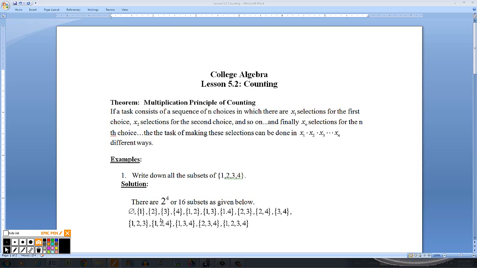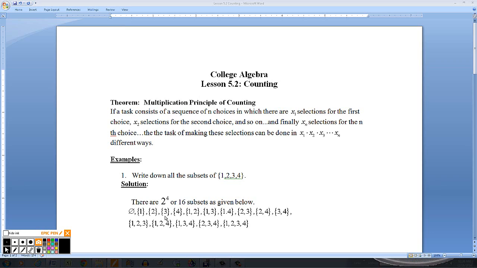And of course, you have the empty set. One way to select, or 4 ways to select one at a time. So it's the set consisting of 1, 2, 3, 4. So these are all the combinations. So the empty set is always included, and then you take each of the elements and form a set.